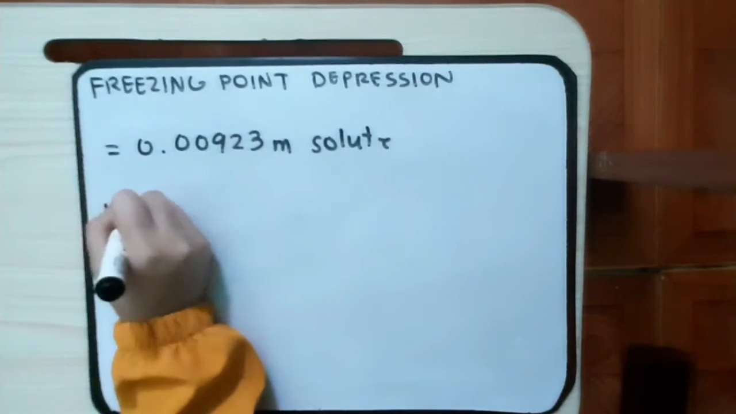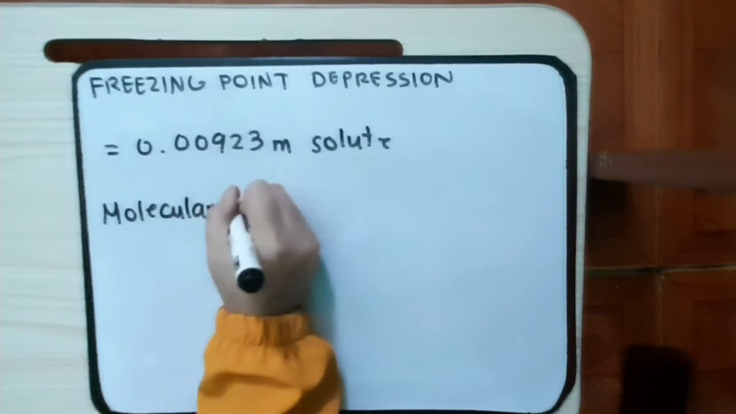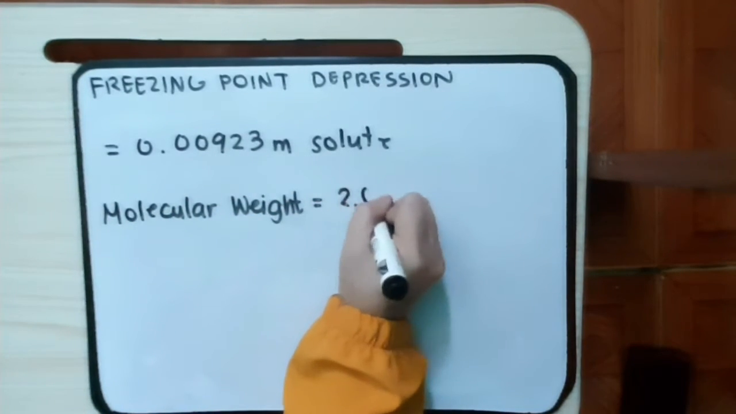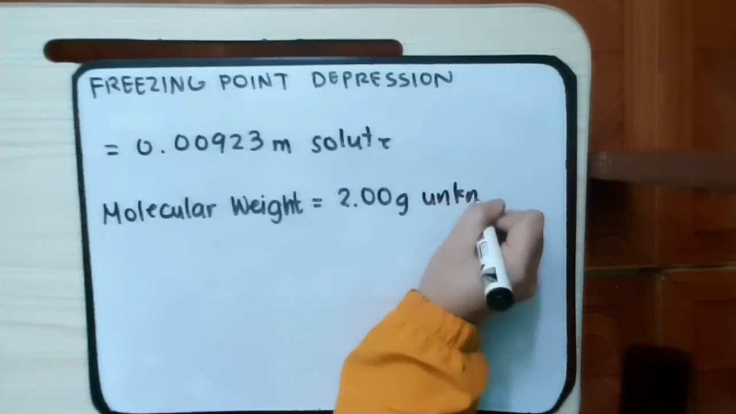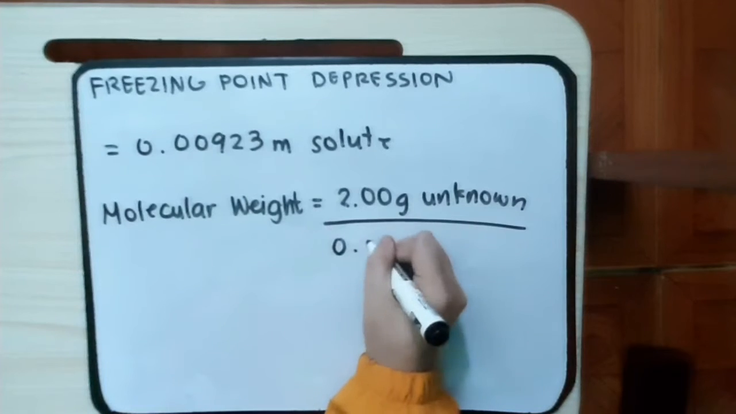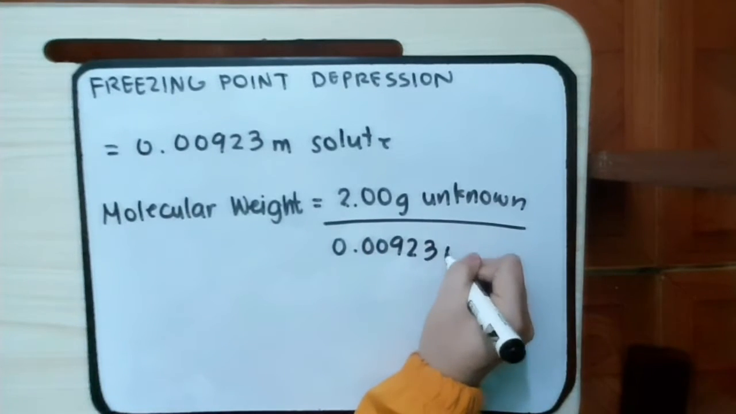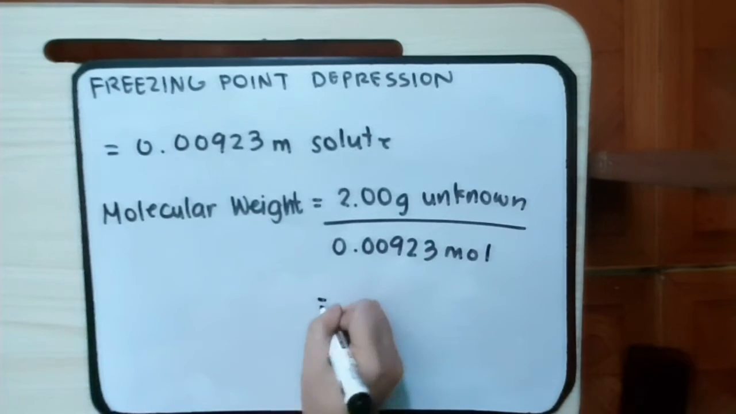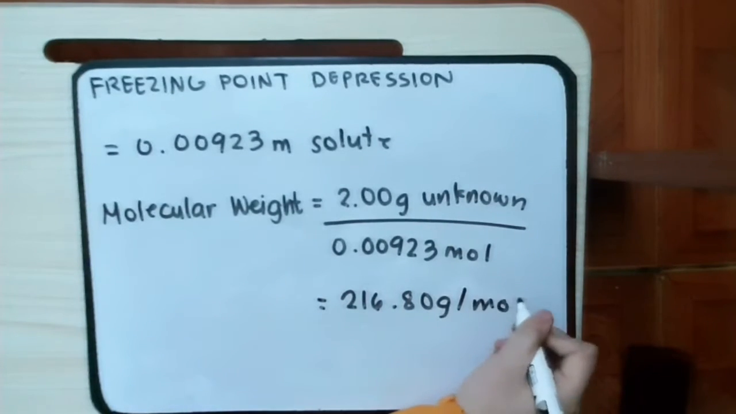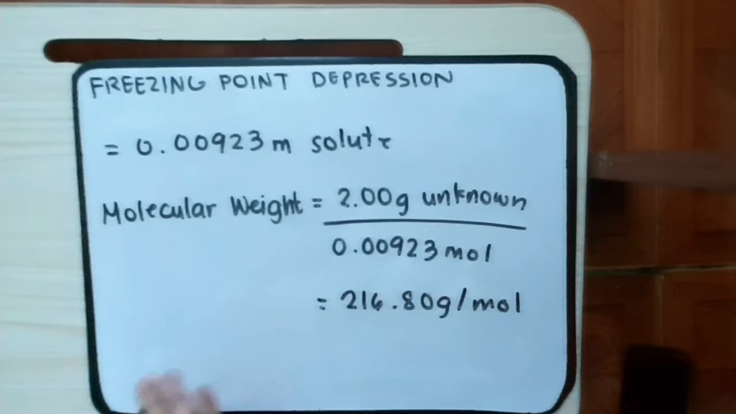So for molecular weight, we have the 2.00 grams unknown over our mole solute here, 0.00923 mole. This will equal 216.80 grams per mole. So the freezing point depression is especially vital to aquatic life. Since saltwater will freeze at colder temperatures, organisms can survive in these bodies of water.